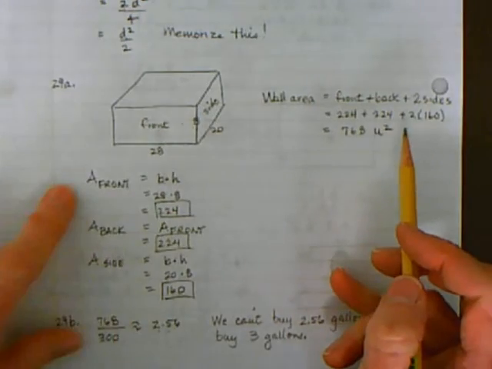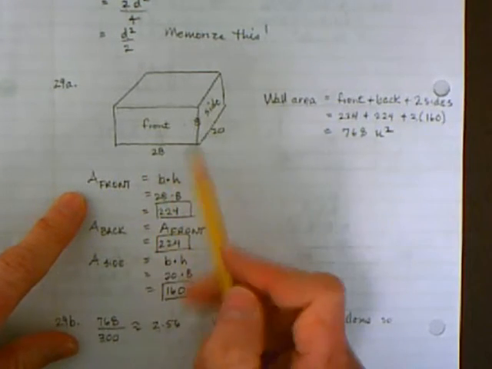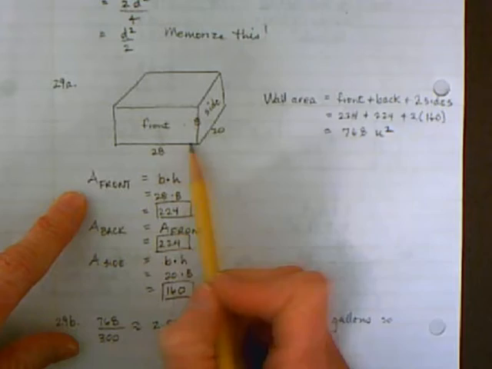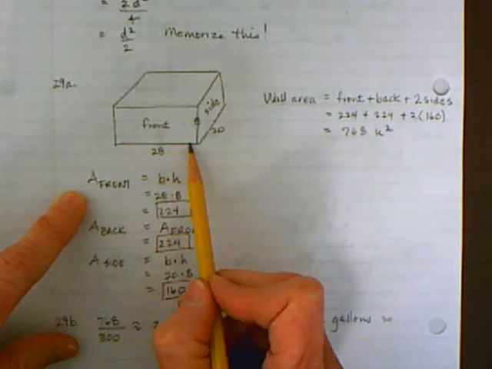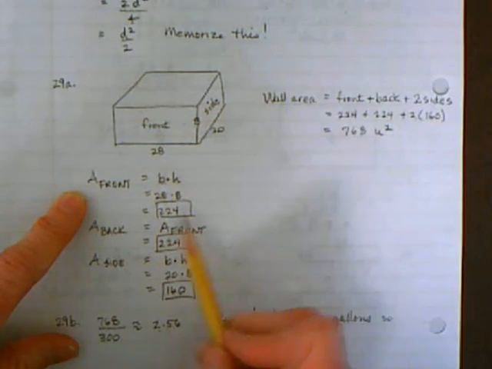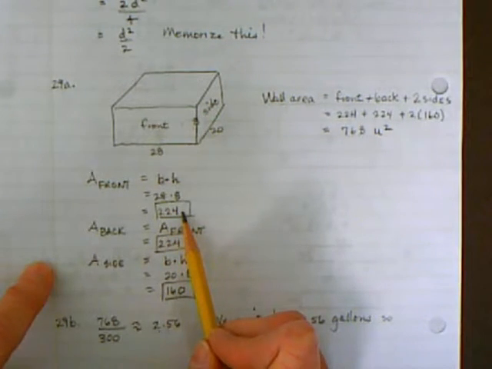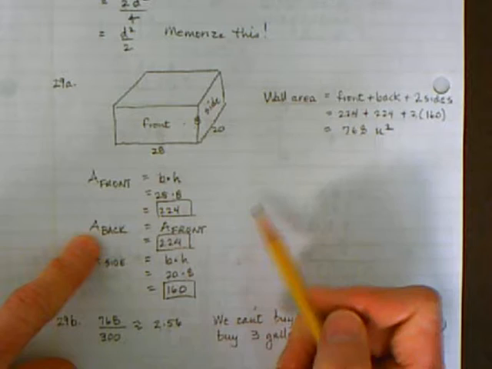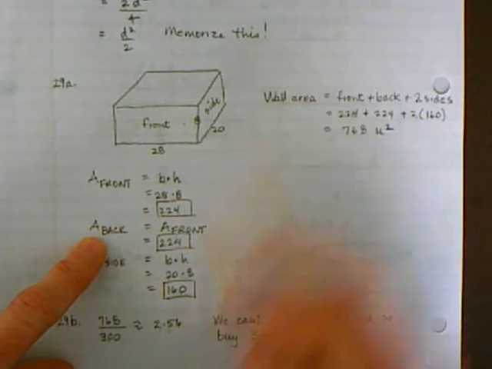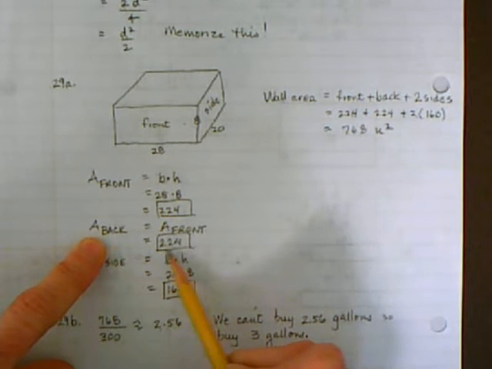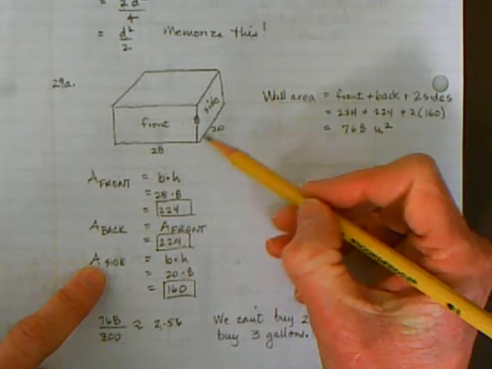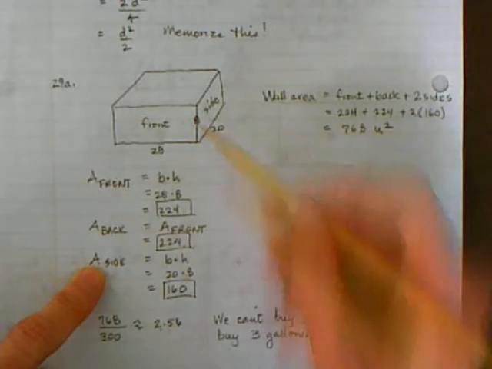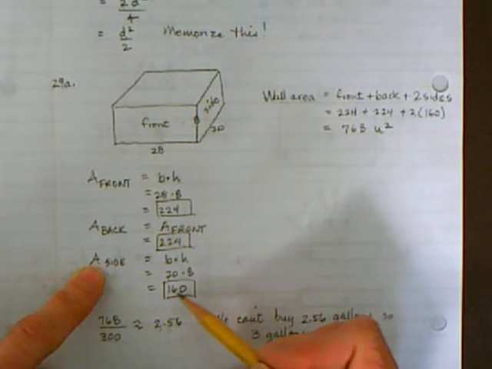Now the front is just a rectangle. They gave us the dimensions in the problem of 28 by 20 by 8. So base times height for the front, base 28 times height is 8. That gives me a grand total of 224 units squared. Mrs. Fredrickson, don't forget that. The back is the same as the front, so it's going to have the same area, 224 units squared. A side, base 20, height 8, 20 times 8, 160 units squared.